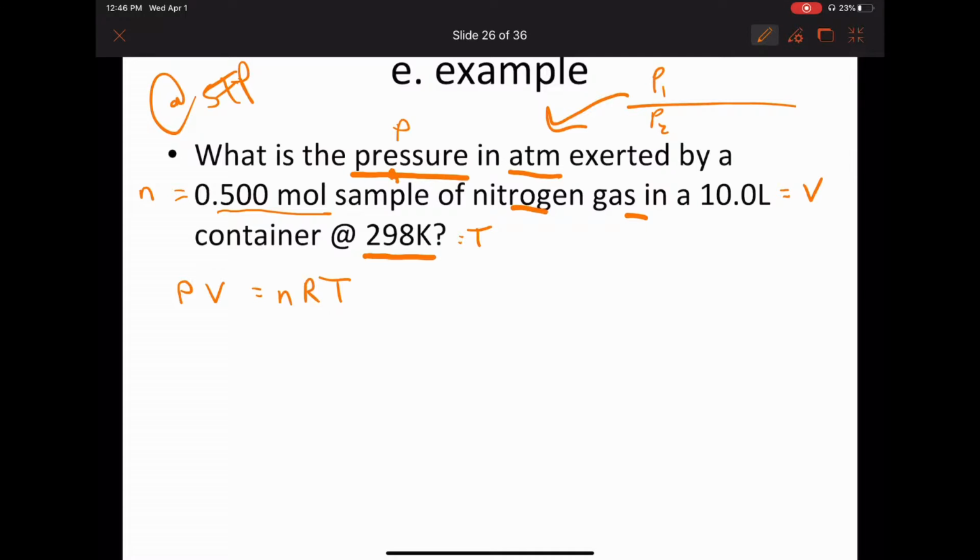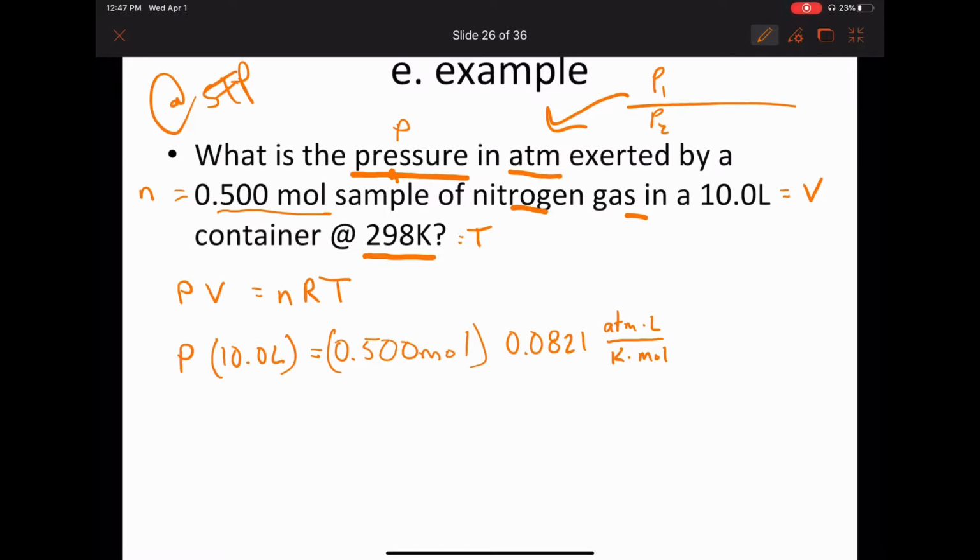Okay. All right. So what is the pressure? So we don't know pressure, so it's P. The volume is 10.0 liters. n is 0.500 moles. R, we know what R is, 0.0821 ATM liters divided by K mole. All right, or it could be mole K, you can switch them around.